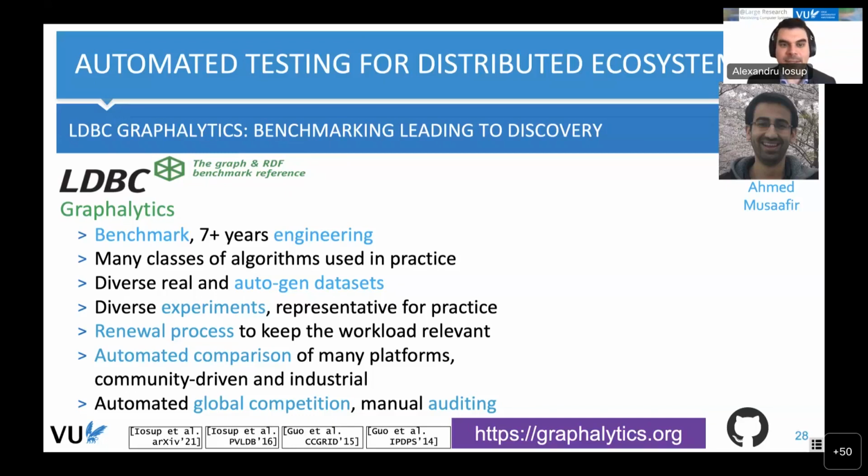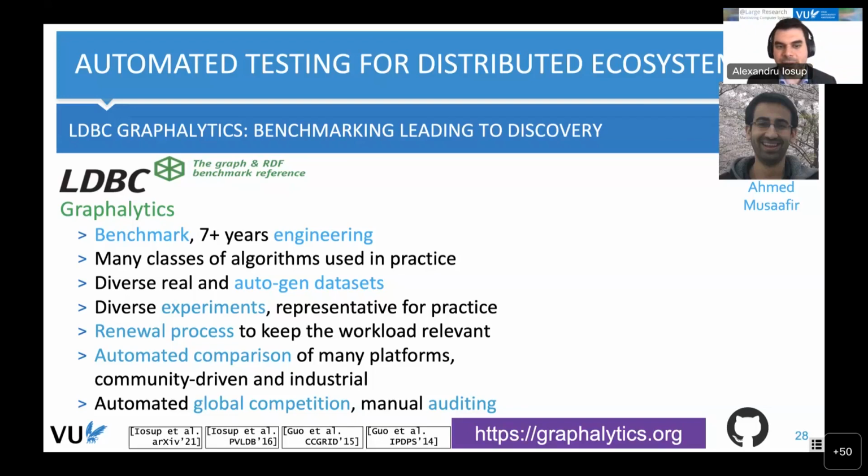So Graphalytics uses many classes of algorithms used in practice. It can generate data sets at any scale. It also provides real data sets for what we call right now medium-sized scales. It proposes different kinds of experiments for which it reports certain kinds of metrics. It has a renewal process. So, in time, whatever definition of a benchmark you have, it should be subjected to further scrutiny. So there's a renewal process for Graphalytics that allows this. It automates the comparison of the performance of really many platforms. Some are industrial, so they're really making money for different companies. Some are community driven, so especially academia driven. And because of this, they might not care about money. They might optimize only for some things, etc.